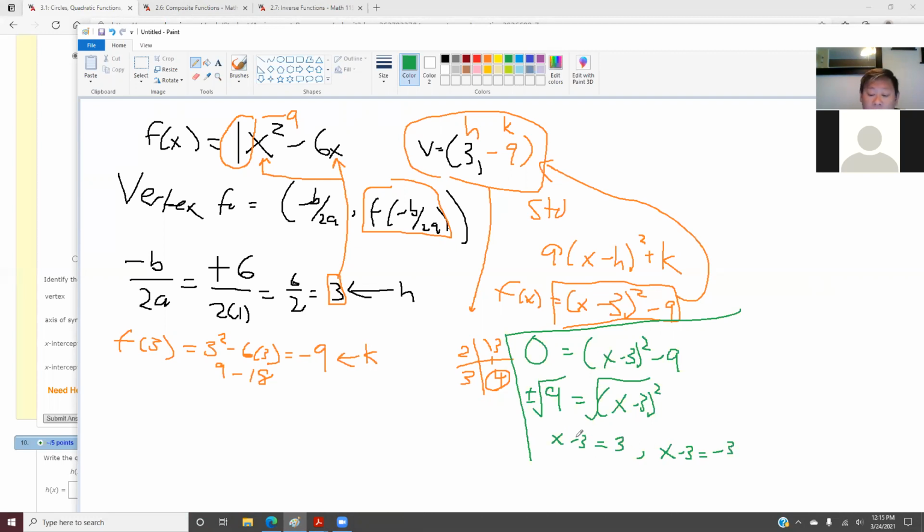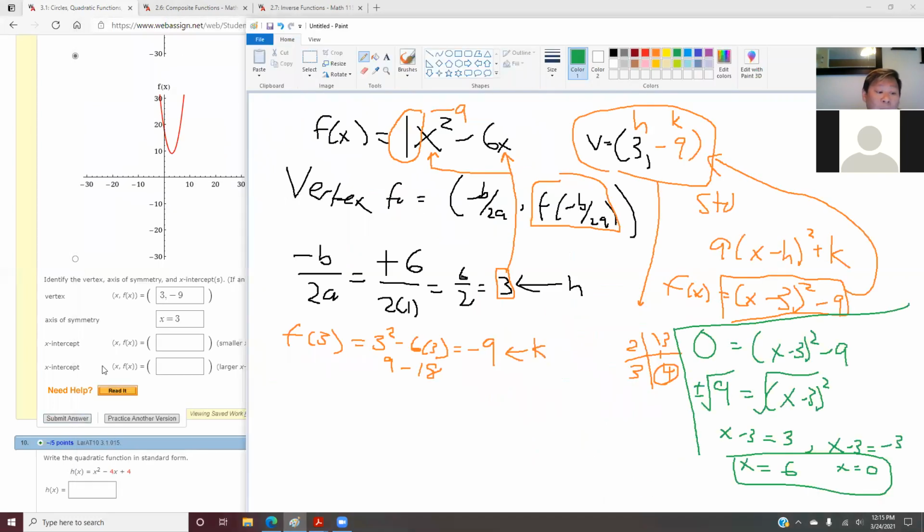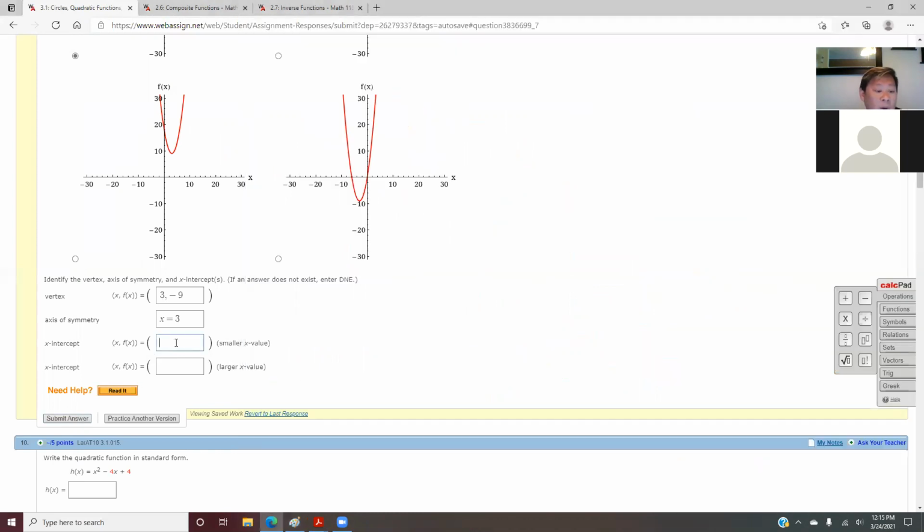So what is this when you solve for x here? 0. And that one's 6. Now this is your answer here, but if you read the question carefully, they want this in what form? Coordinates, and they want the smaller one first. Which one is smaller, 6 or 0? 0. So that means you will have (0, 0) for the smaller one, and (6, 0) is the larger one. So this is how you figure out your x-intercept.